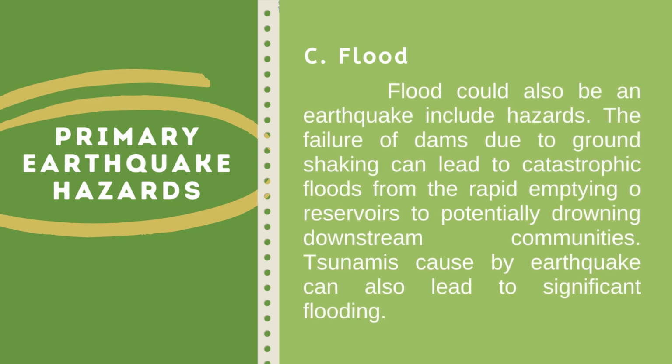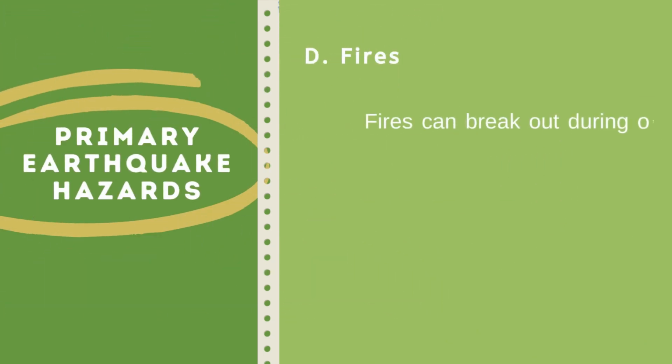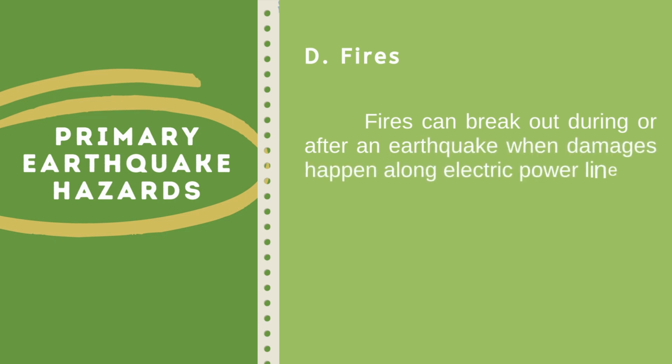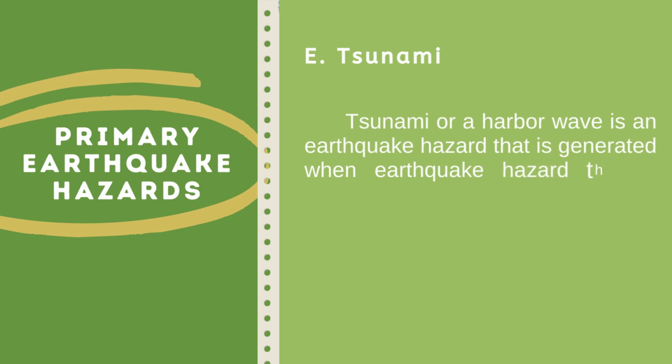The failure of dams due to ground shaking can lead to catastrophic floods, from the rapid emptying of reservoirs, potentially drowning downstream communities. Tsunamis caused by earthquakes can also lead to significant flooding. D. Fire can break out during or after an earthquake when damage happens along electric power lines, substations, and power plants. E. Tsunami or harbor waves is an earthquake hazard that is generated when an earthquake occurs on the seafloor.